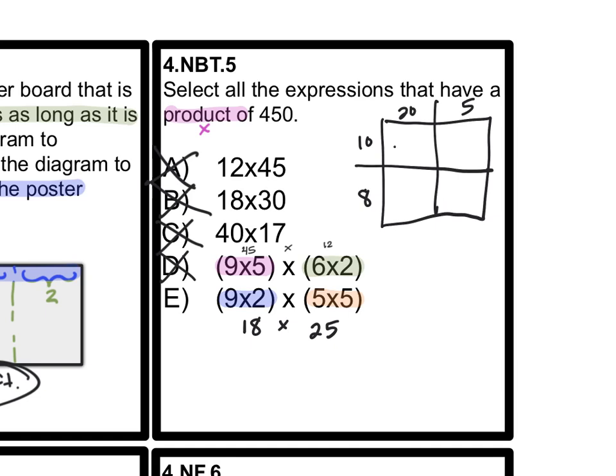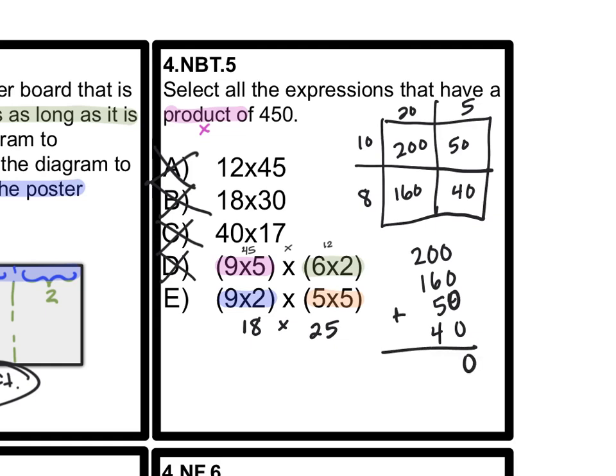So 10 times 20 is 200. 20 times 8 is, or 8 times 2 is 16 with a 0 at the end. 10 times 5 is 50, and 8 times 5 is 40. So I'm going to go ahead and add up all these numbers. Oops, I put 54. 50 and 40.